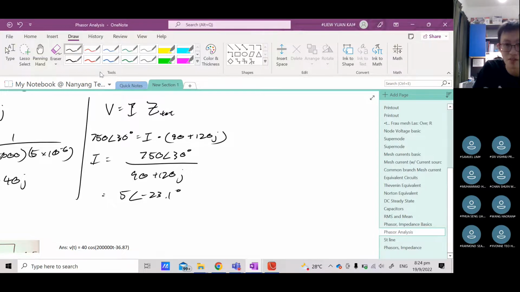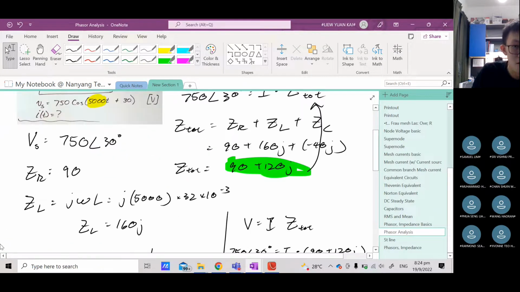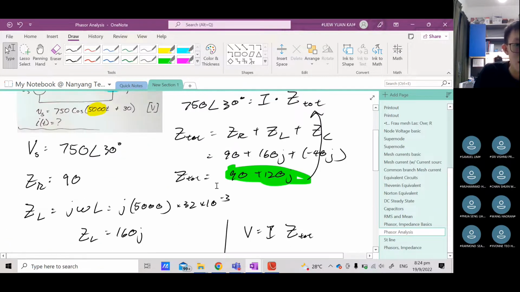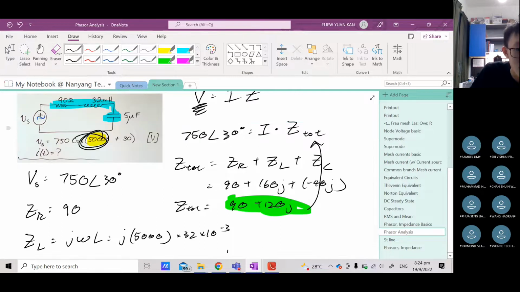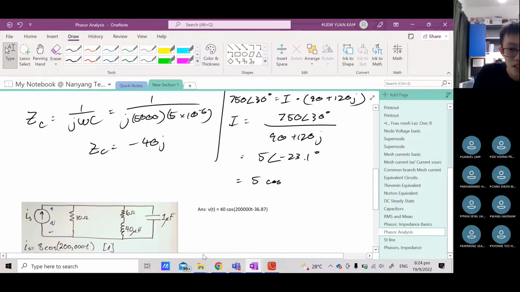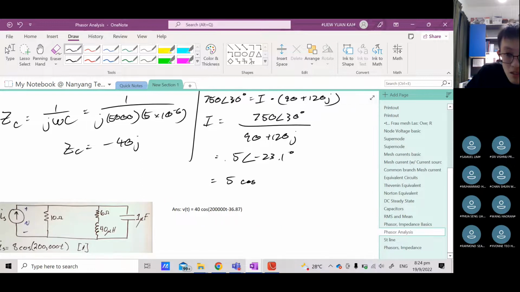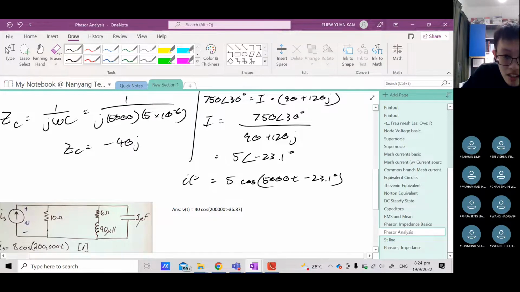We want to change it back to the time domain. So just write it back to normal. So 5 cosine. Now, our omega is borrowing the omega of the voltage source, correct? Which is 5,000. So we just copy the omega of the voltage source. So it will be 5,000 T minus 23.1 degrees. And that is our answer. This is IT.